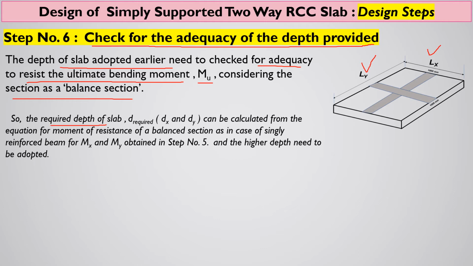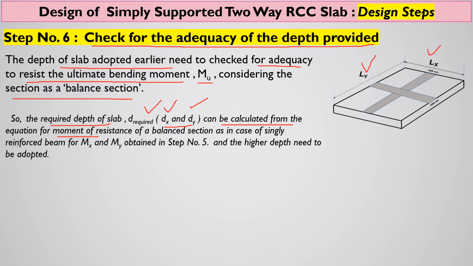So the required depth of the slab we can calculate, and since we are getting two values of bending moment, one is bending moment Mx and the other is My, based on both span directions individually. So how to calculate the depth required? First of all, we will calculate the depth required dx based on the bending moment along the x direction, as well as dy, the effective depth required based on the bending moment along the y direction. Both can be calculated from the equation which we have taken in the previous step.